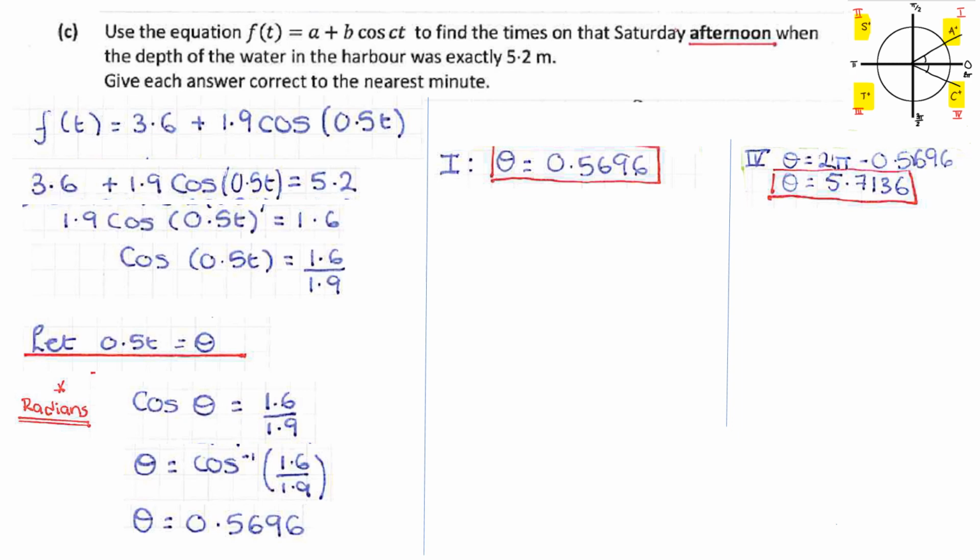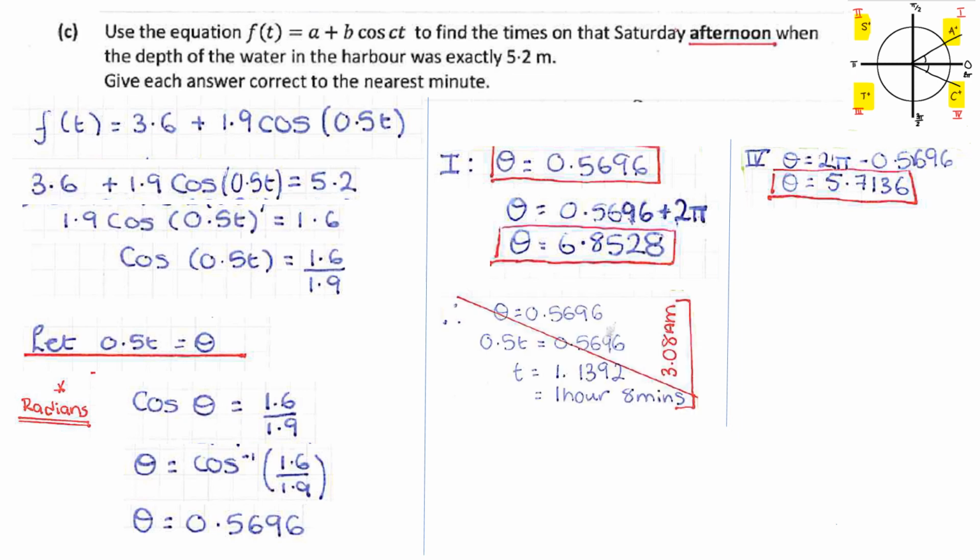So at this point, I only have 2 answers. So to get my third one, I go back to my first angle and I add a rotation. So here I'm going to find theta as the previous angle plus 2 pi, which works out about 6.8528. So now that I have my 3 thetas, I need to go back and get t. So the first one is if theta is equal to 0.5696, then 0.5t is equal to 0.5696, and then I can work out t, divide both sides by 0.5, and you get 1.1392.